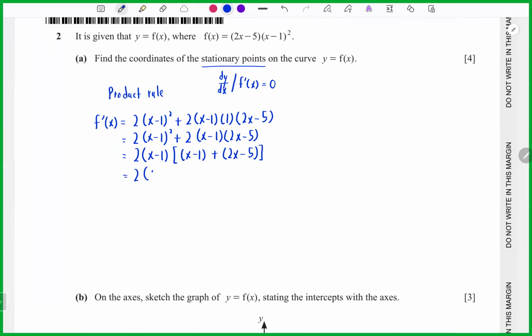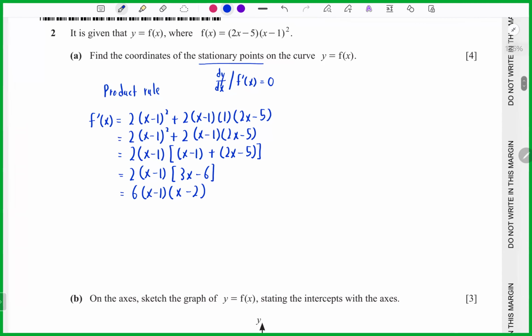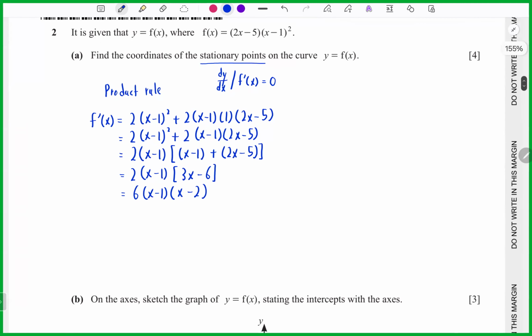So 2 bracket x minus 1, so 2x plus x, 3x minus 6. Okay, I can try to factorize out again, so I will get 6 bracket x minus 1, x minus 2. Okay, so I did get it in simplified form.